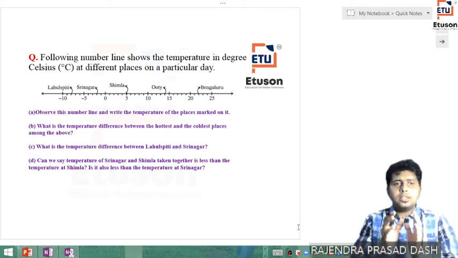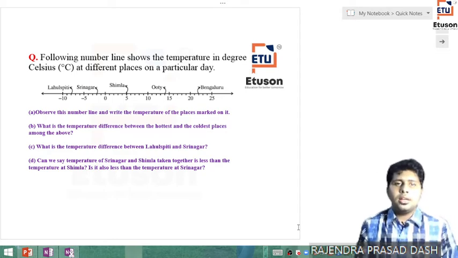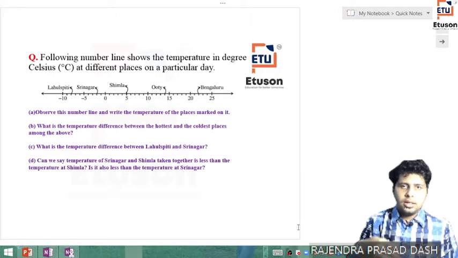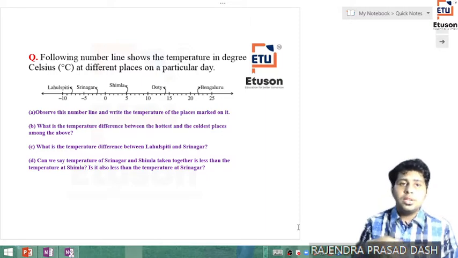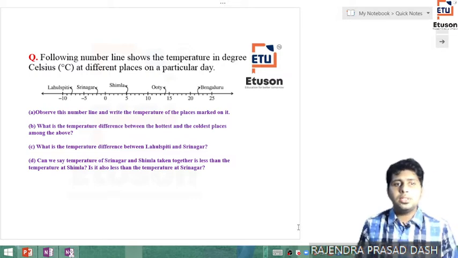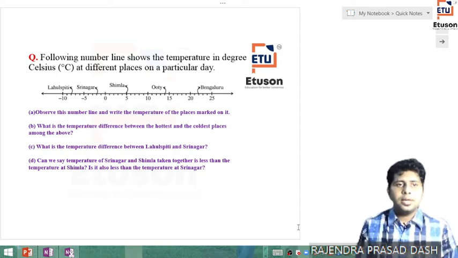So here you can see there is a number line given, and the number line represents the temperatures of various cities. So first we have to determine what are the temperatures of the cities. The following number line shows the temperature in degree Celsius at different places on a particular day.